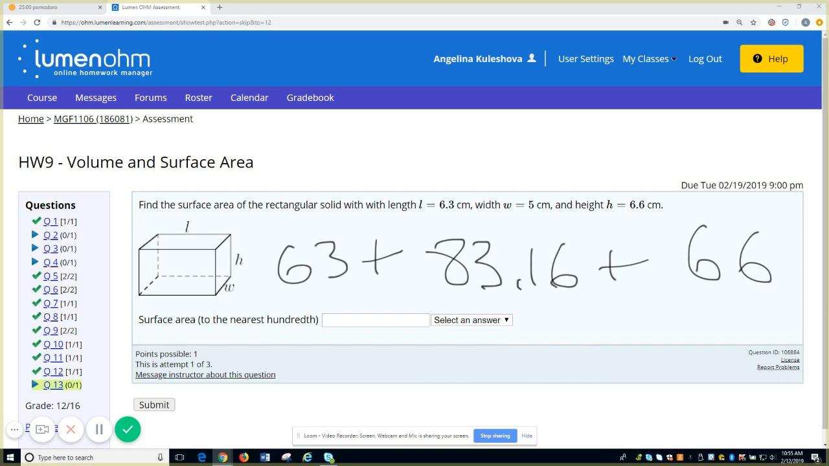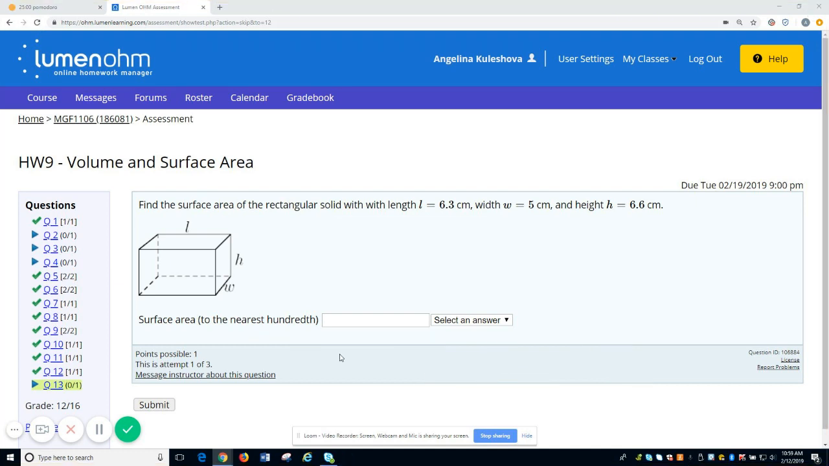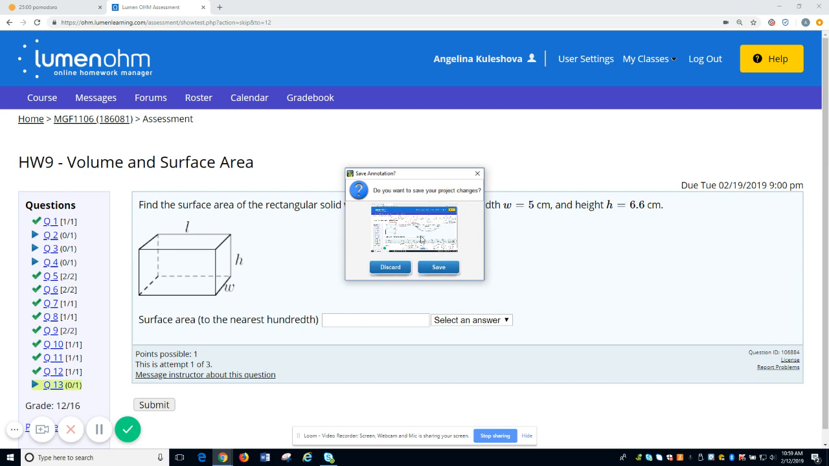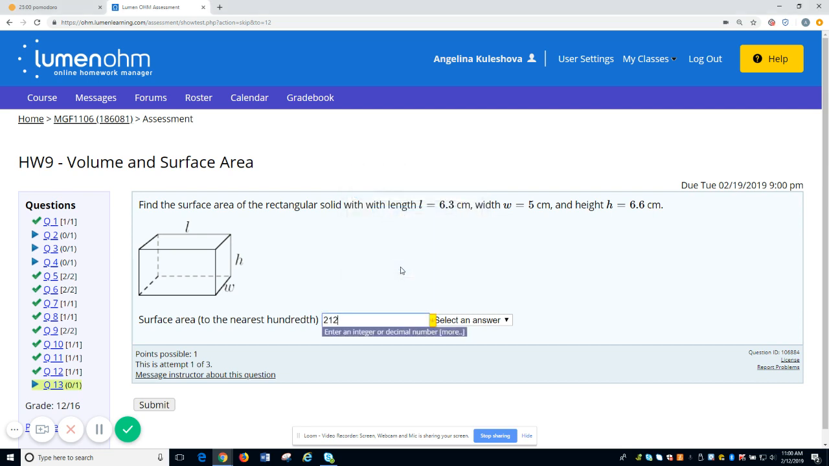Now add all those areas together, and I get 212.16. And we need to round to the nearest hundredth. It's an area, so it's going to be squared.